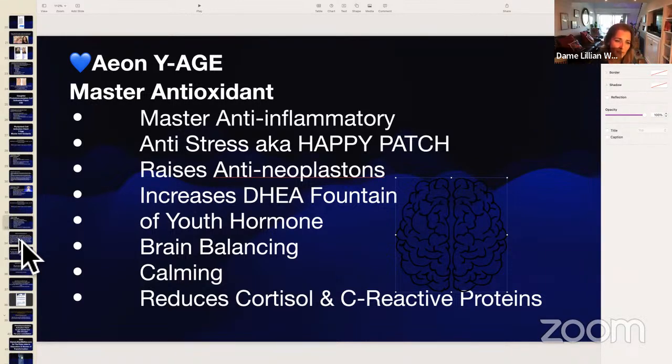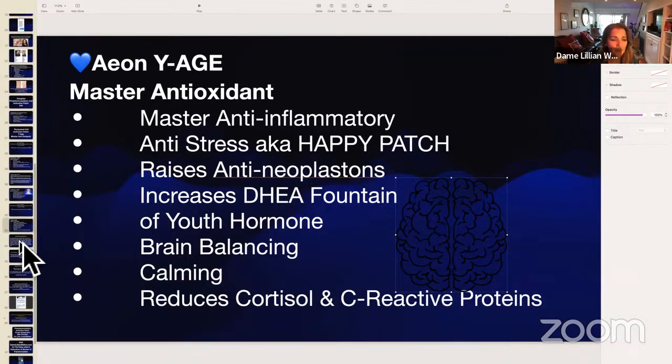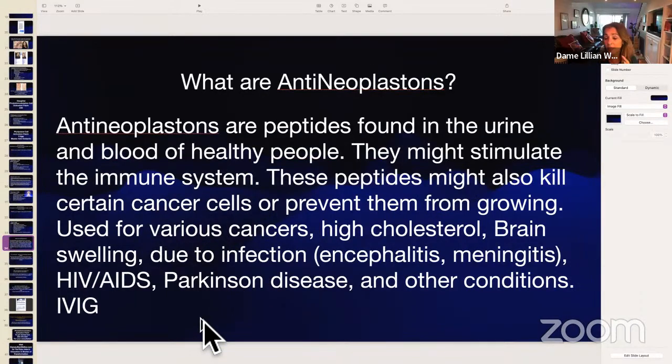And this combination of these 5 are pretty extraordinary. Okay. So let's tell you what anti-neoplastins are, because most people don't know what those are. These are peptides that are found in the blood and the urine of normal, healthy people. The research studies show that they might stimulate your immune system, and that these peptides might also prevent and keep the cancer cells from proliferating and growing in the body.